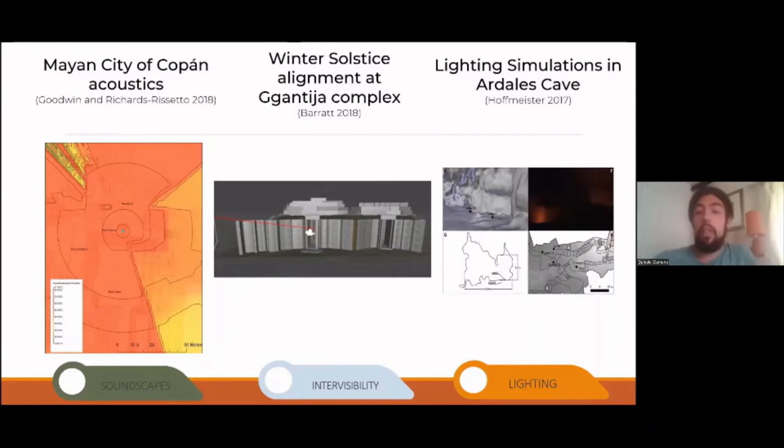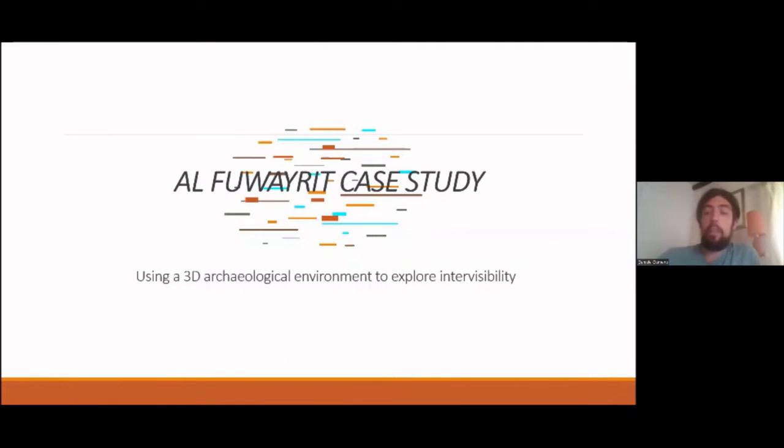And 3D models taken from laser scanning in the Ardales caves can be used to experiment how their lighting would have looked like without having to access the real spaces and risk damaging cave art. So for the purpose of this specific project, I focused mainly on 3D modeling to investigate aspects of intervisibility.